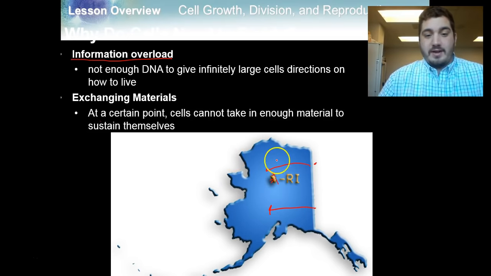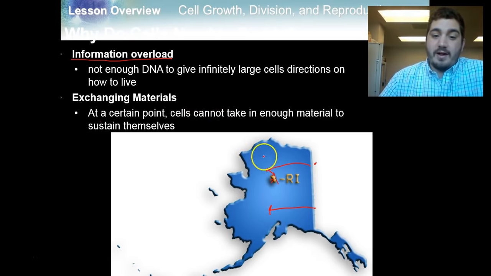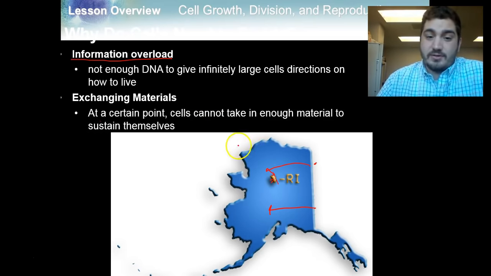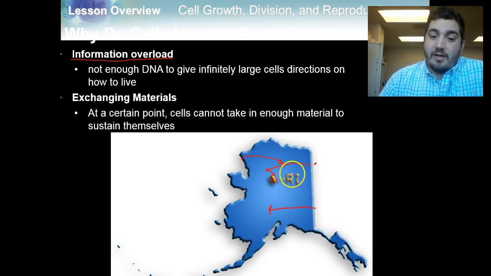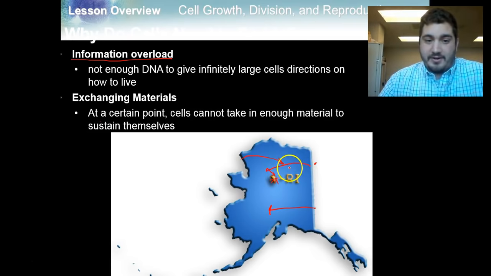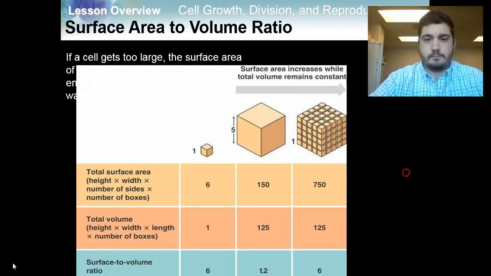All right. So basically, think about this as a cell. If cells were to get so big, because cells need to take in energy and nutrients from the outside, they wouldn't be able to sustain themselves because those nutrients, that stuff you're taking in, would have to come so far into the cell. Whereas in a little cell, it doesn't have to travel far to get all the way across the cell. All right, so again, this is called exchanging material.